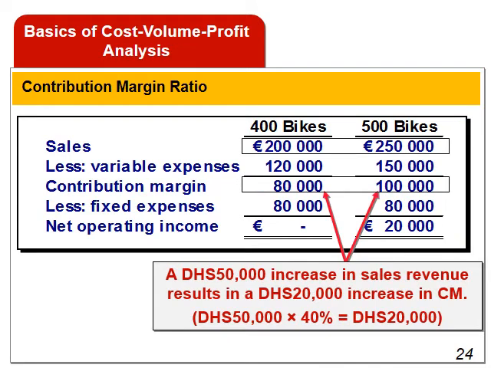Let's see how we can use the contribution margin ratio to look at the contribution margin income statement of Racing Bicycle in a little different way. If Racing is able to increase its sales by 50,000 dirhams, 250,000 minus 200,000, it will increase contribution margin by 20,000 dirhams, that is, 50,000 dirhams times 40%.